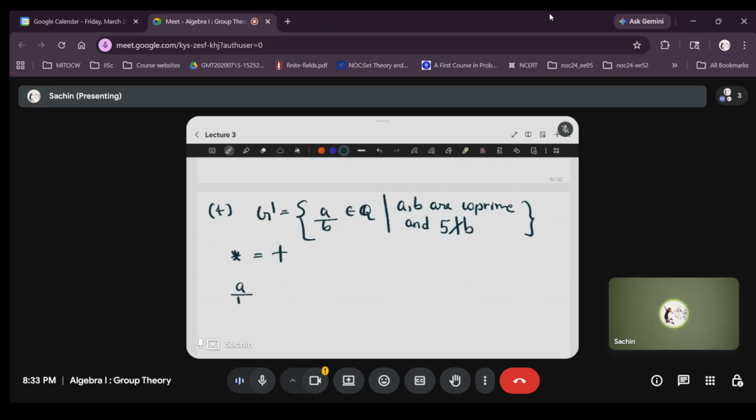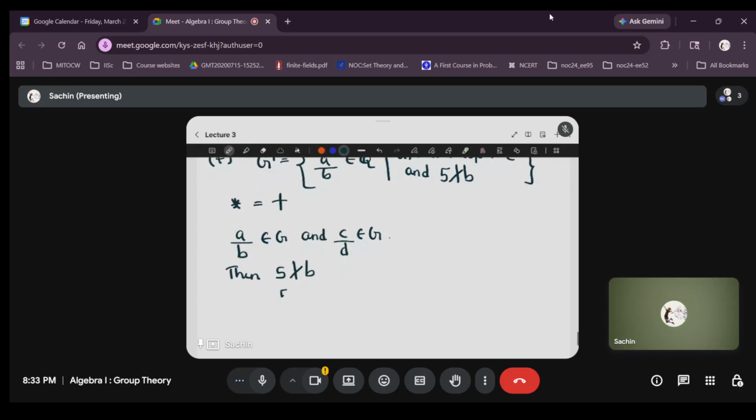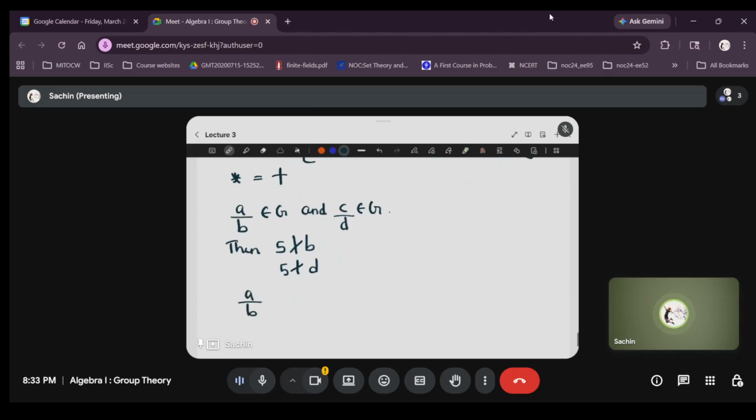So take in general any two elements of the group. Then 5 does not divide B, and 5 does not divide D. The sum of the two numbers will be (AD + BC) divided by BD.